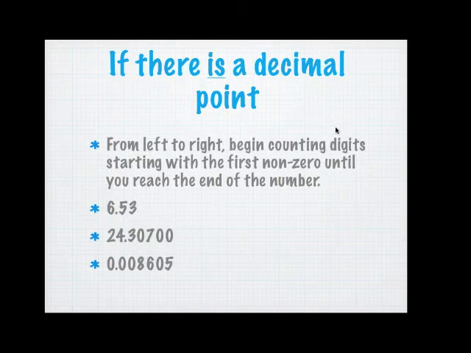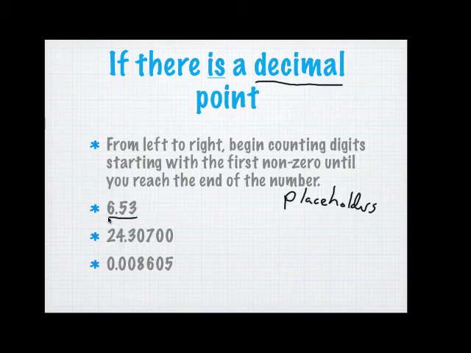The opposite is true if it's a decimal. So now we've got a whole number rule and we've got a decimal rule. We're going to start from left to right, and we're going to try to find the placeholders at the beginning, and we're going to skip them. So the rule, just to read it out: from left to right, begin counting digits starting with the first non-zero until you reach the end of the number. So this is like normal counting left to right.